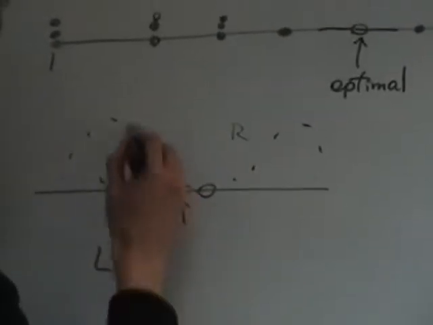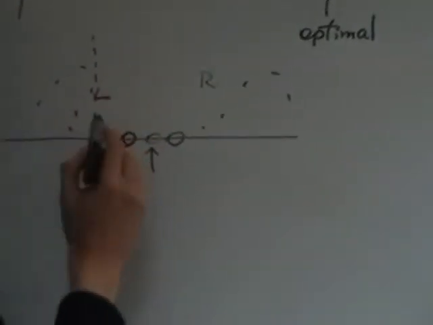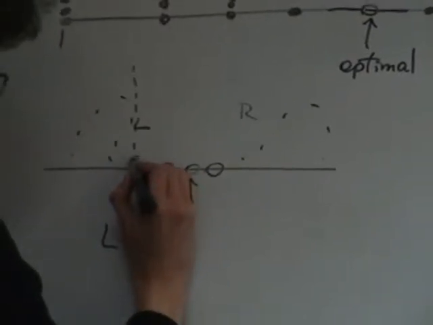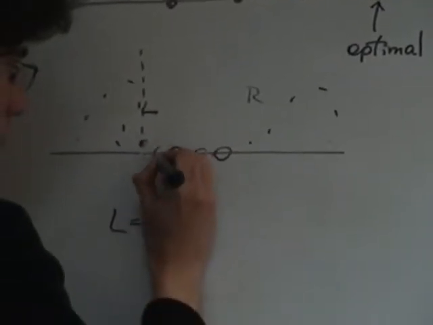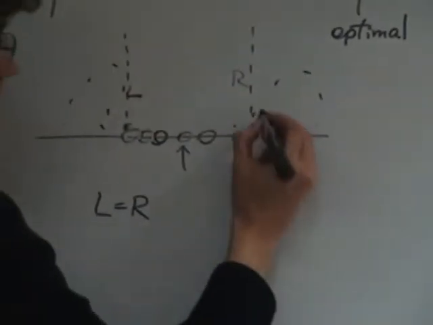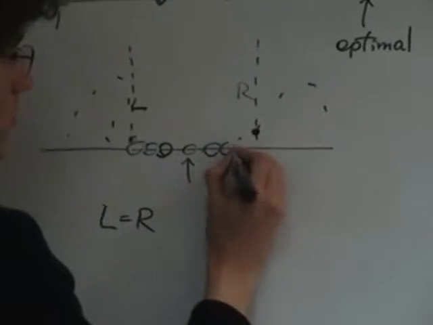And this means that up until the first point to the left where there is a bead, all these points are going to be optimal. And the same on the right. So this is the first bead on the right, and all these points are optimal.